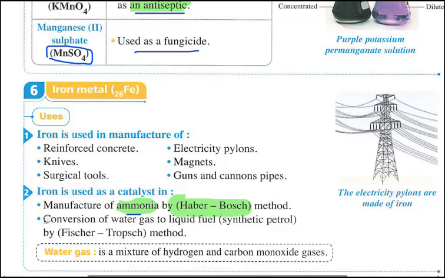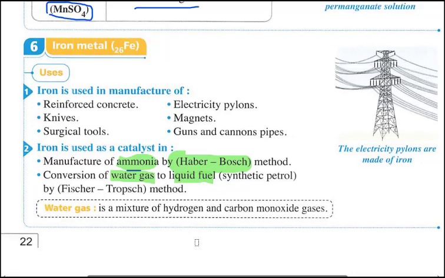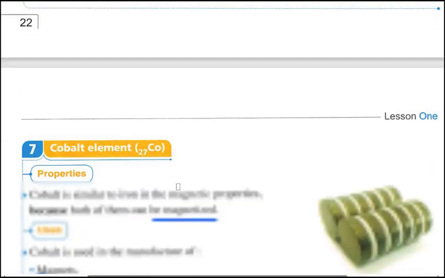So it is used also in the conversion of water gas to liquid fuel, the synthetic petrol. So water gas is hydrogen and carbon monoxide. Using iron as a catalyst in the Fischer-Tropsch method, we transform water gas into liquid fuel.